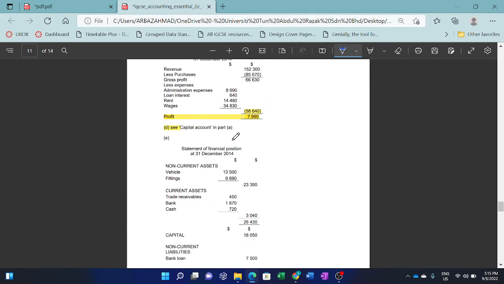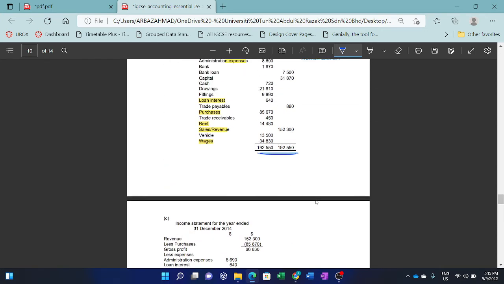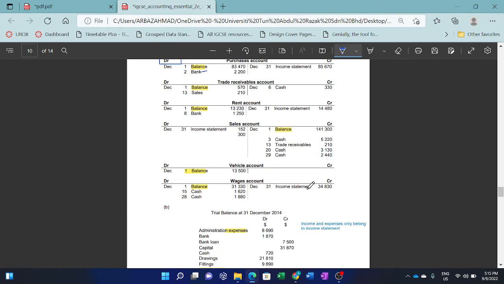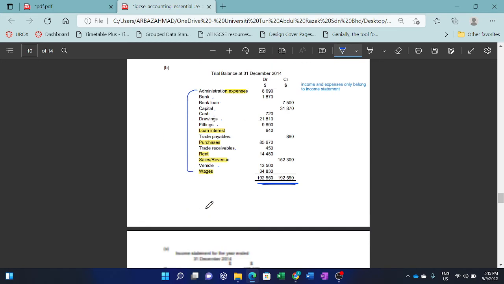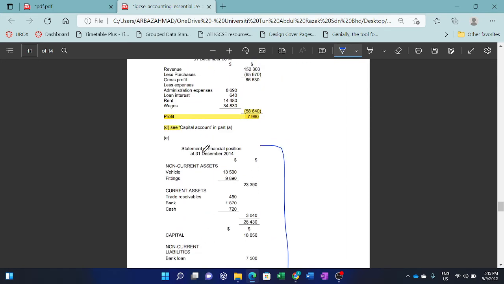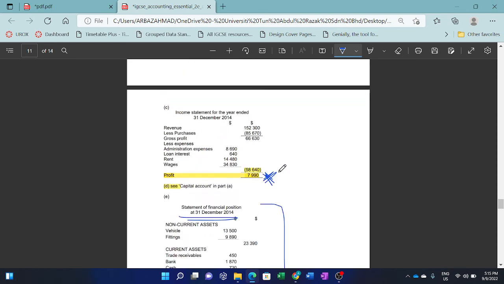And then after that we have to prepare the balance sheet. How do we prepare the balance sheet? We take the items from here, for example bank, loan, capital, cash, drawings, fittings, trade payables, trade receivables, and vehicle. We take all these items and put them in the balance sheet. Once we put them in the balance sheet, we should also consider profit. Okay, how do we consider profit?